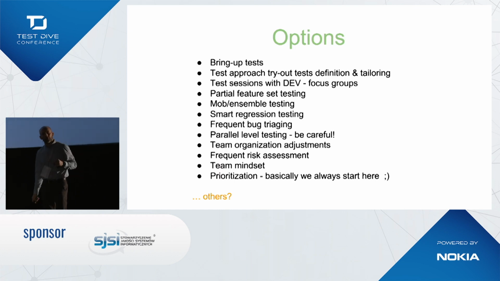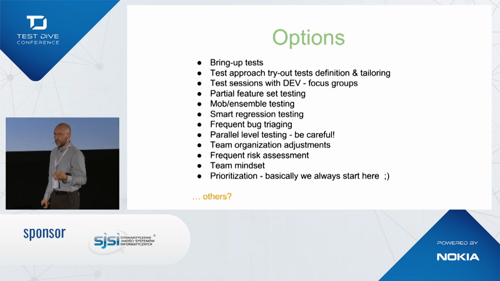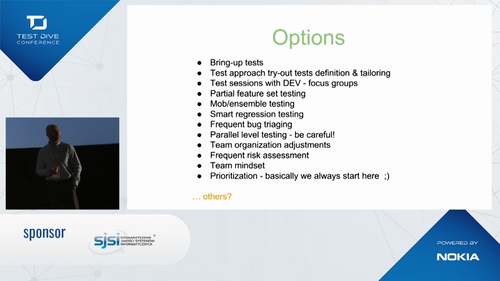What are potential options? Usually when I define the test strategy or do the tailoring, the reconnaissance of the project, because somebody says, Robert, I think something is going wrong with our project, please give us some recommendations, then I create a list of options that I can potentially use. Maybe you do the same, unintentionally even.